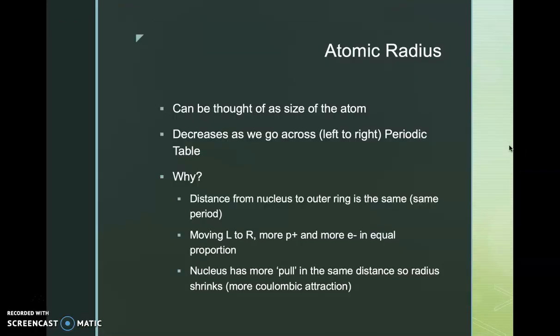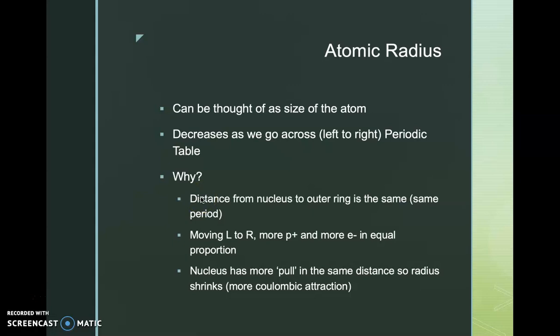Now we're going to look at how that applies to our 3 different trends. So atomic radius, we can think of that as the size of the atom. You should have looked at that in the last set of notes. This decreases as we go across from left to right. Why? This would be the part that's new, what you're using Coulombic attraction to explain.